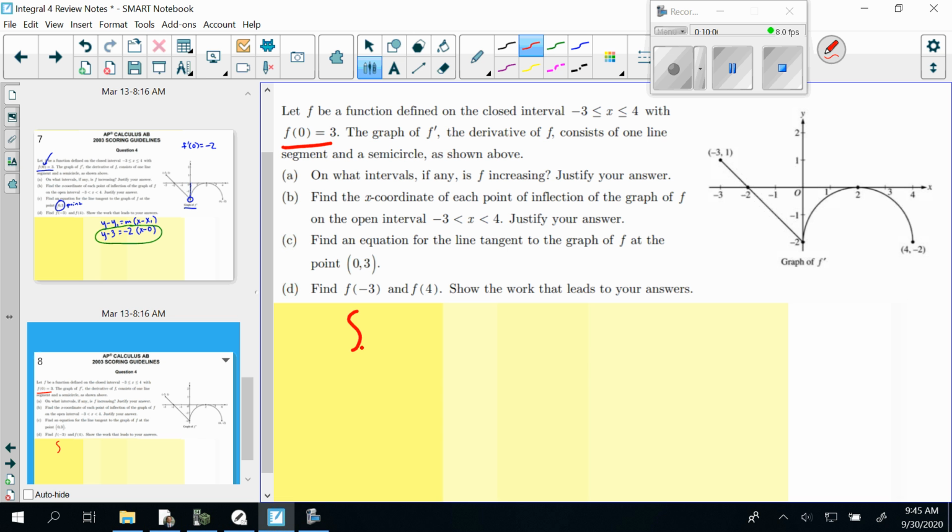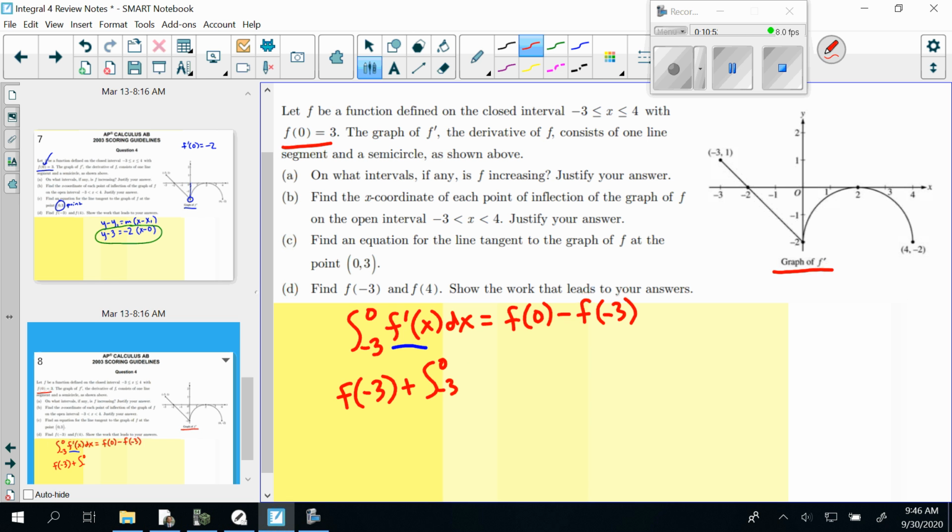So if we did the integral from -3 to 0 of the derivative of f of x, which is our graph over here, remember this is the graph of the derivative, that would equal the antiderivative of this, which is, if we start with the derivative, the antiderivative is just our function evaluated at 0 minus our function evaluated at -3. So if we want to find f at -3 here, we could manipulate this equation around, and if we would add that over, that would be equal to now f of 0. f of 0, we know that's going to be equal to 3 here.